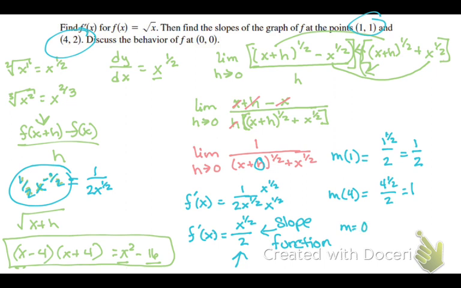And m at 0. Do we have to do 0, or it says discuss the behavior? So when it says that, you have to tell what it's doing. Let's do it. Do m at 0. So it'd be 0 to the 1/2 over 2. So it's 0 over 2, which is 0. So we need to discuss that. This is what's going on, right?